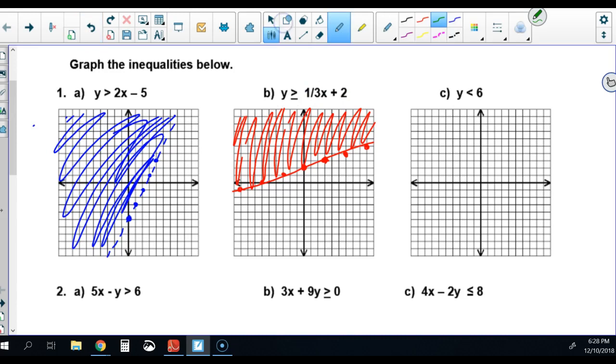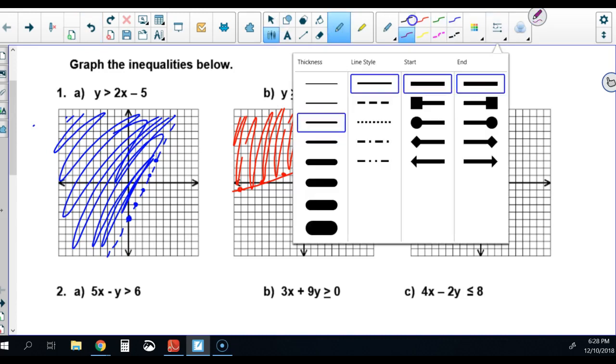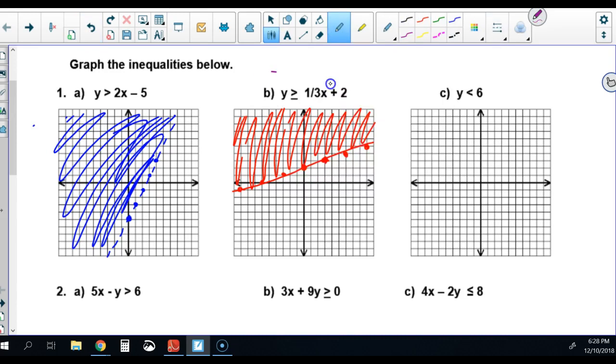Number 1C, we have y is greater than 6. This is a weird looking equation, but it is in fact in mx plus b form. You just can't see 0x plus 6. That's what it really looks like. That tells me my y-intercept is 6. Put the dot there. My slope is 0 over 1.